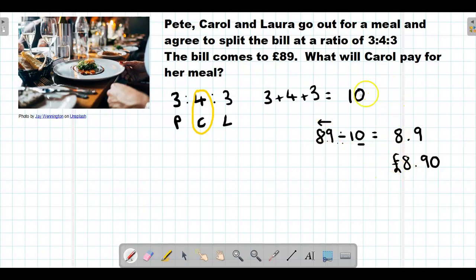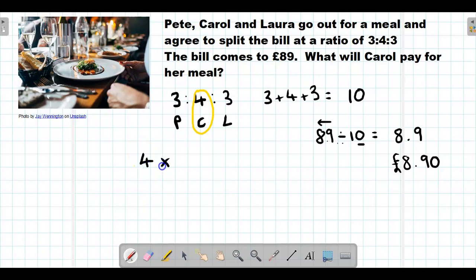So this is all useful information now. I know that one piece is £8.90. So looking back at the people going out for a meal, Pete's agreed to pay for 3 of those pieces, so that'd be 3 times £8.90. Carol is paying for 4, so that'd be 4 times £8.90. And Laura is paying for 3, so again, 3 times £8.90. Now my question hasn't asked me to worry about Pete or Laura, I'm only worrying about Carol, so let's go for that one. So we would need to do the calculation.